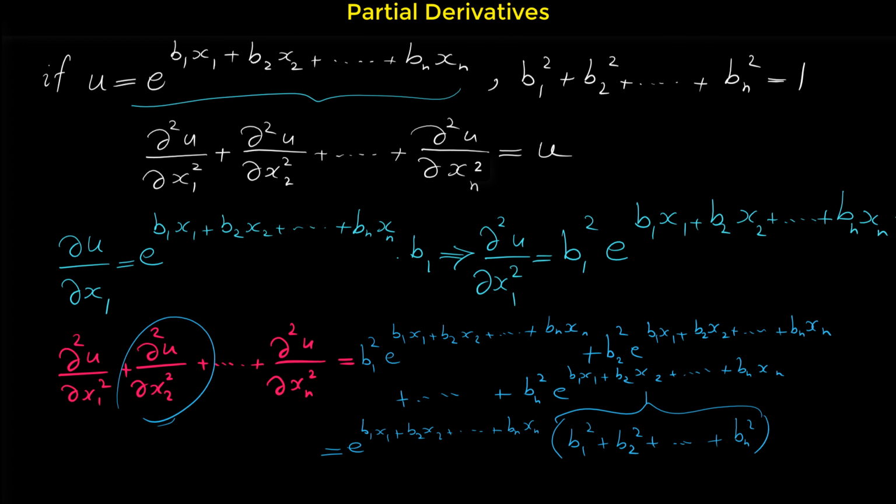And if we look at the question again, this is u. So this shows that the sum of these derivatives equals this, and this is actually the original function that we had here. So this equals u, and this completes this equation.